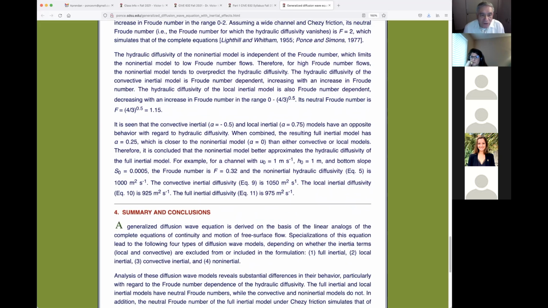Okay, so the hydraulic diffusivity of the non-inertial model for high Froude number flows would tend to over-predict the hydraulic diffusivity, right? Because it doesn't vary with the Froude number or the Vedernikov number. The hydraulic diffusivity of the convective inertial model is Froude number dependent, but increases with an increase in Froude number. And there are some calculations we have done in here.